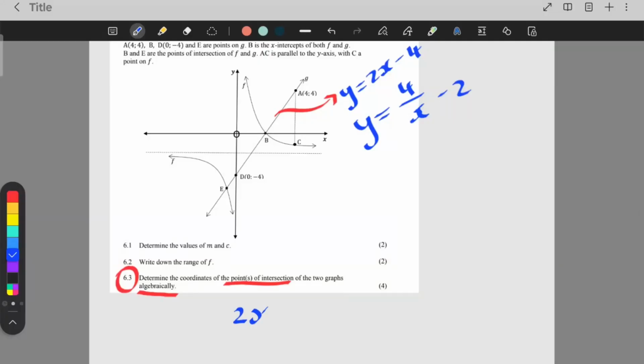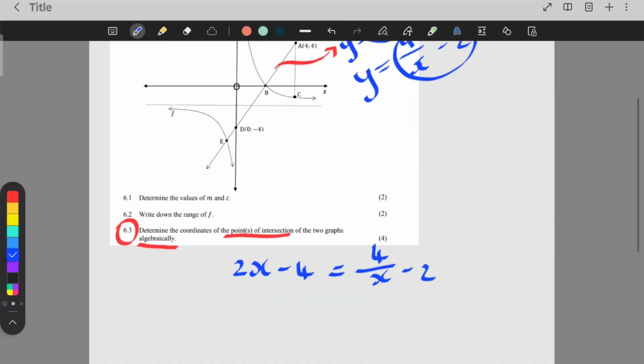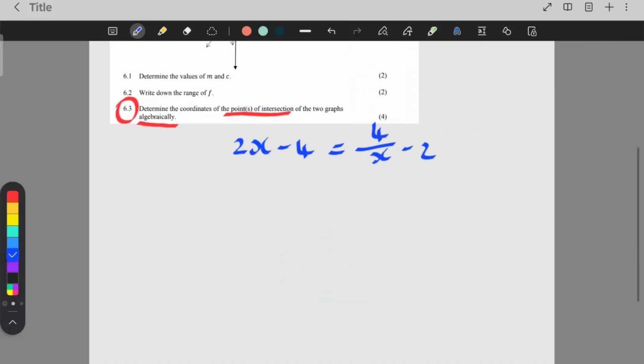I'm going to make them equal to each other. So I'm just going to say the straight line y is equal to the other y. Okay? So I just make this equal to that, and I'm going to solve for x. So now it becomes algebra. The first thing I would do is get rid of this x over here. So I'm going to multiply every term by x. So it's this times x, this times x, this times x, and this times x.